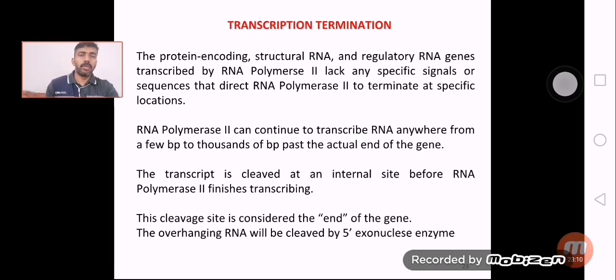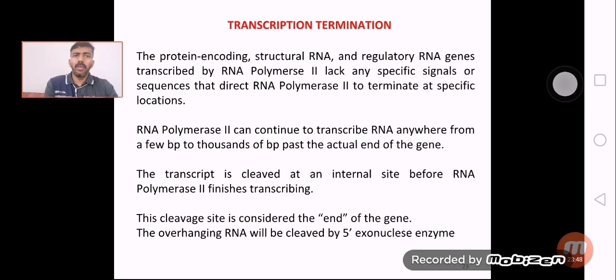So I hope you understood about the initiation. There is initiation followed by elongation. Elongation will continue to a particular point where we are going to stop the transcription process, right? But unlike in the prokaryotic system, in eukaryotes we do not have a specific sequence or any specific signals. So there are no such sequences to terminate in eukaryotes, right? But how then does it occur?